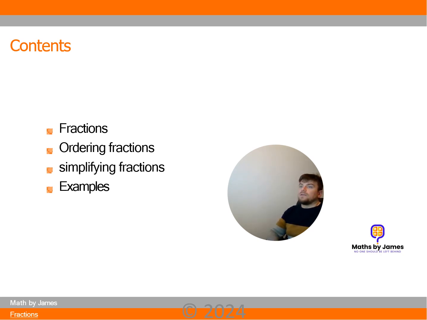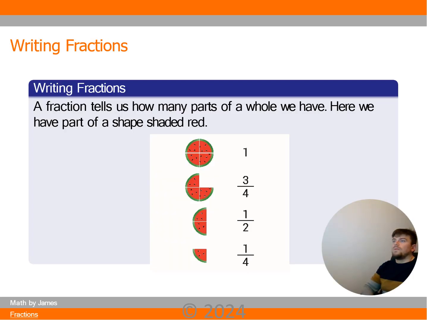So we've got ordering fractions, simplifying, and examples of this. So with our first part here, we've got writing fractions. So here, we've got 4 out of 4, which is 1. We've got 3 out of 4, which is 3/4. 1 out of 2, but it's the same as 2 out of 4. And then we've got 1 out of 4 there.